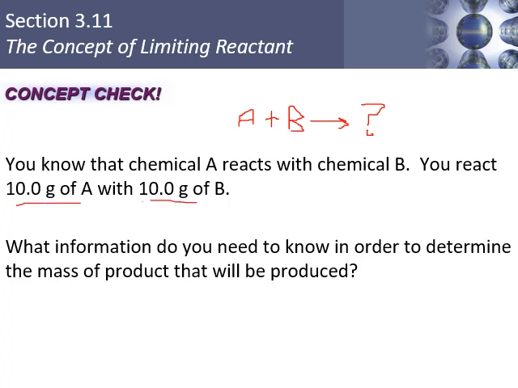So what they're asking is, what else would we need to know? What other information do we need? Well, we need to know basically what the stoichiometry is, because, is this a 1 or a 2 or a 3 here? Same thing here. And then also, we have to know the molar masses of A and B, because it makes a difference, because that'll tell us how many moles we have. So we need to know the molar masses for A and B, and we need to know the stoichiometry.